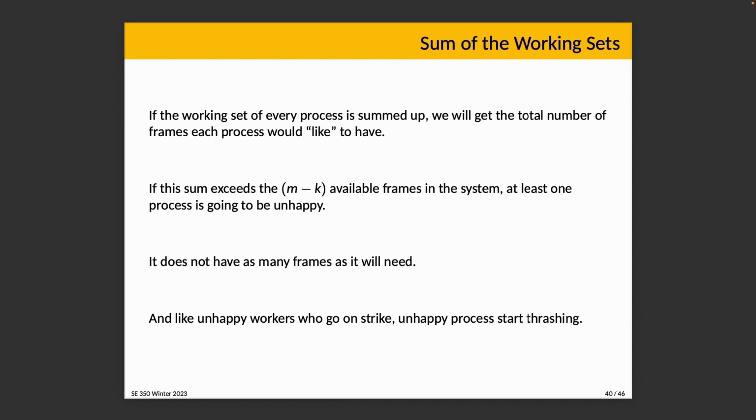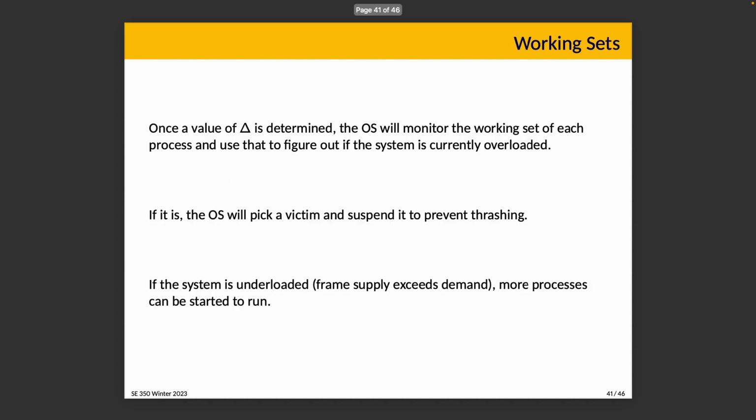Like unhappy workers who go on strike, unhappy processes start thrashing. Right? They want to run, but they don't have enough resources, and they do not behave in the way that we were expecting. So, what do we do? Once a value of delta is determined, the operating system can monitor the working set of each process and use that to figure out if the system is currently overloaded. If that's the case, there's too much demand and not enough frames available to meet it, then the operating system can choose to suspend a selected process, and that will prevent thrashing.